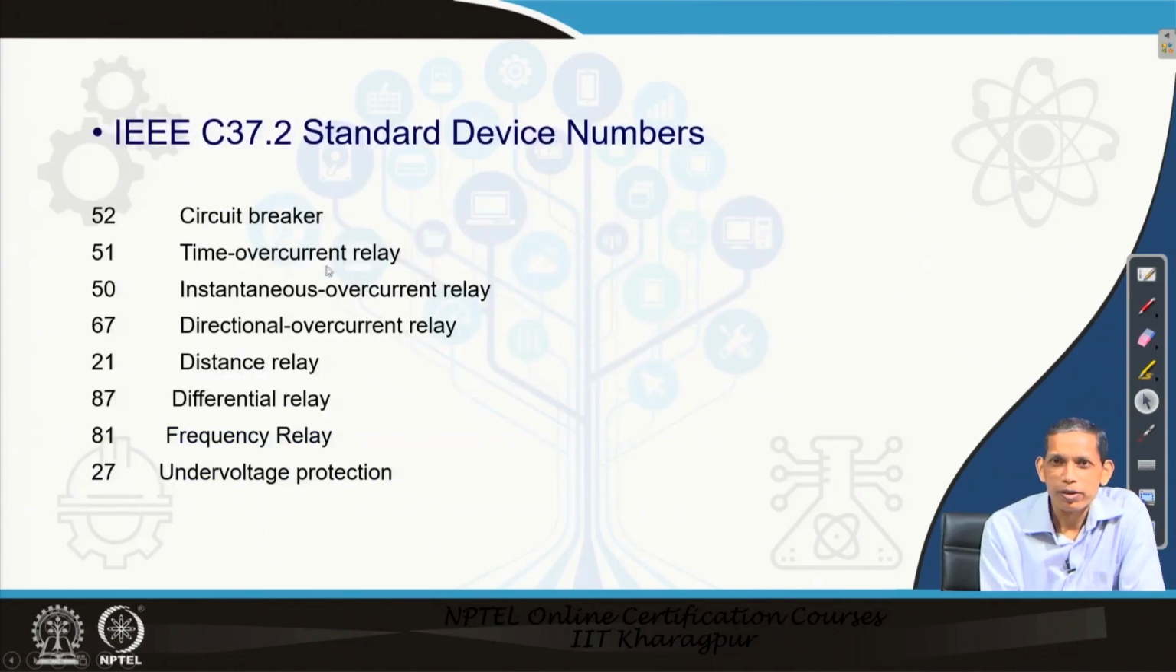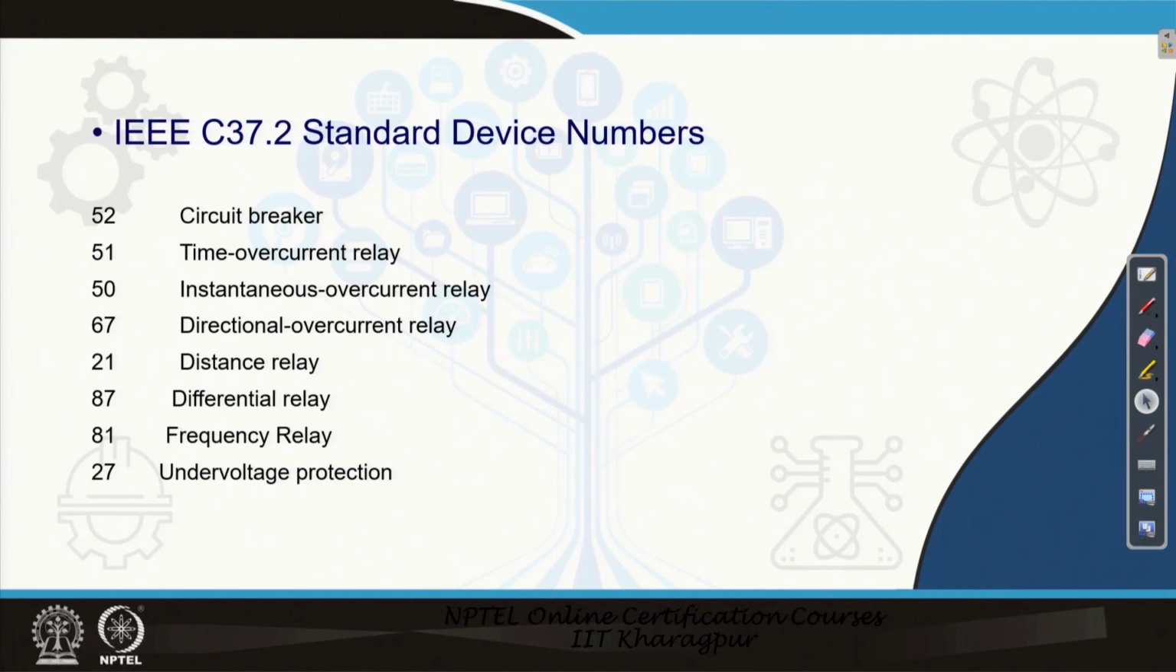In this perspective, we have numerous relaying principles available, and based on that we have different relays available: time overcurrent relay, instantaneous overcurrent relay, directional overcurrent relay, distance relay, differential relay, frequency relay, under frequency relay, and so many others. These relays have device numbers, like 51 for time overcurrent relay, 50 for instantaneous overcurrent relay, and 21 for distance relay. These are in terms of the IEEE standard, and they are widely used by protection engineers.